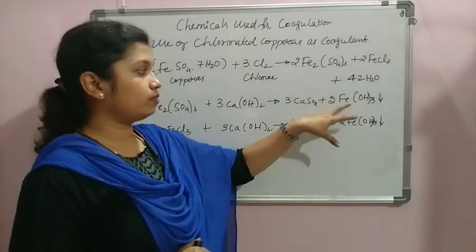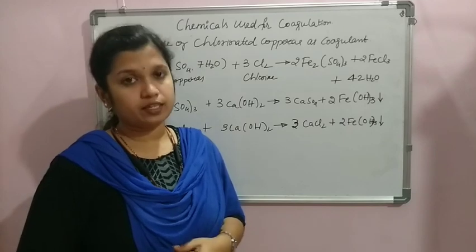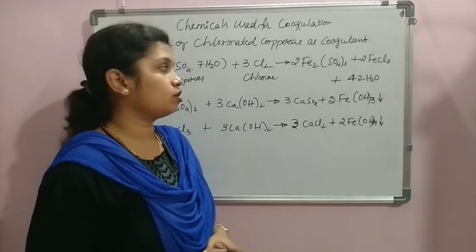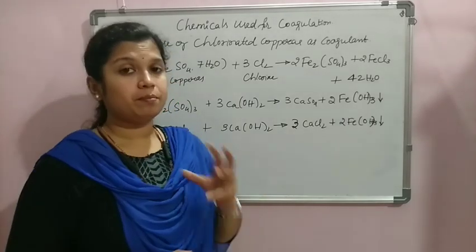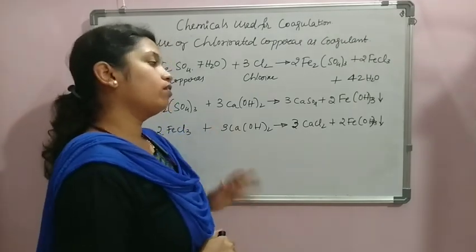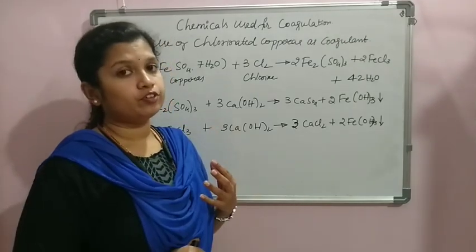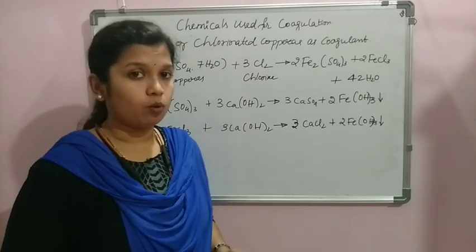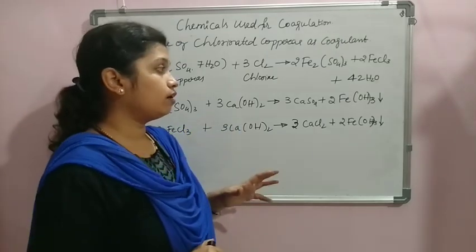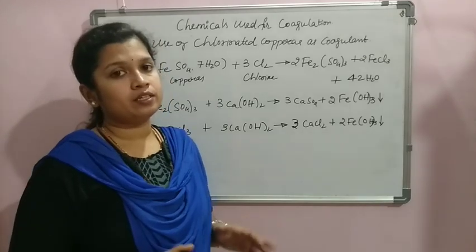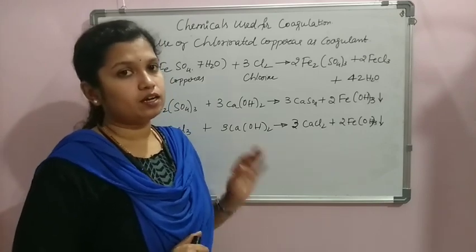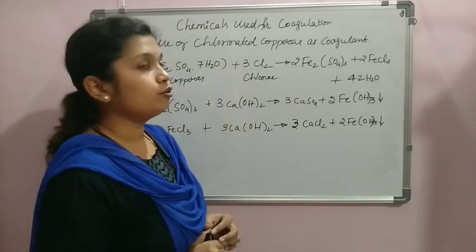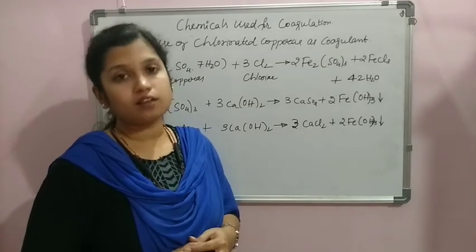In both cases, the ferric hydroxide so formed is a gelatinous precipitate that helps in the separation of the colloidal particles. It can work even when the pH is low, and it is also helpful when the water is colored. These are the advantages of using chlorinated copperas as a coagulant.